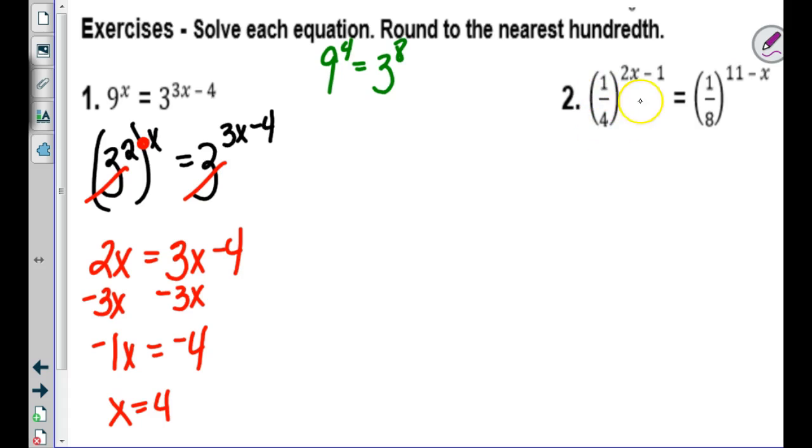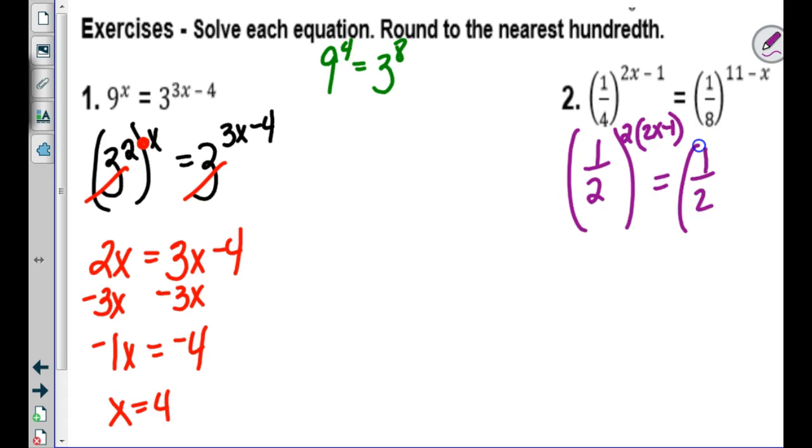Do you want to leave them as fractions? Make this a 1/2, and it's 1/2 what? Squared to the 2x minus 1. You're going to have to multiply those still. Equals, and 1/8 is 1/2 what? 1/2 times 1/2 times 1/2. So it's cubed to the 11 minus x.